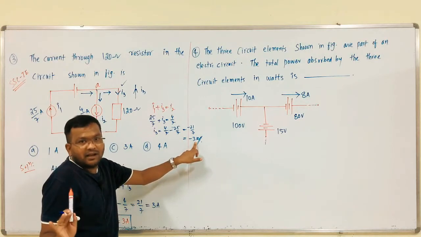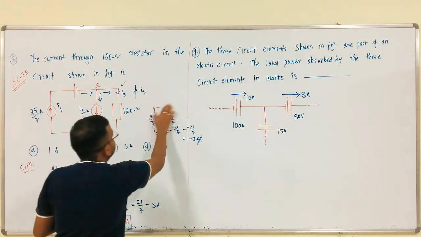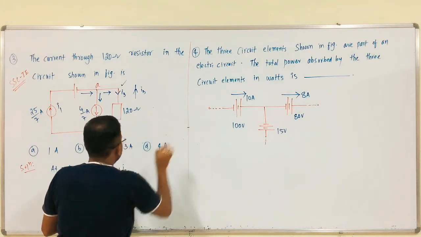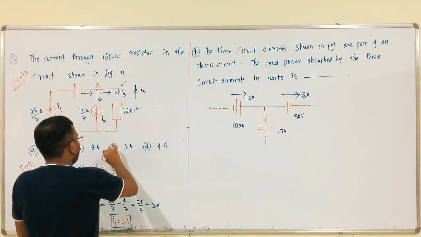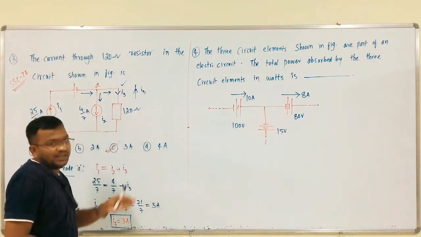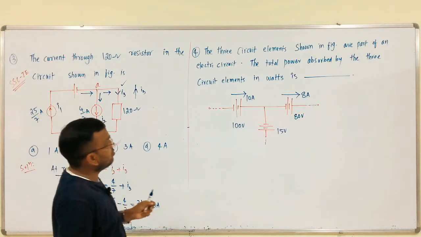Now we have a clear idea. Then the option is the third option, 3 amps of current through this 120 ohm branch. Like this you have to solve the problem.